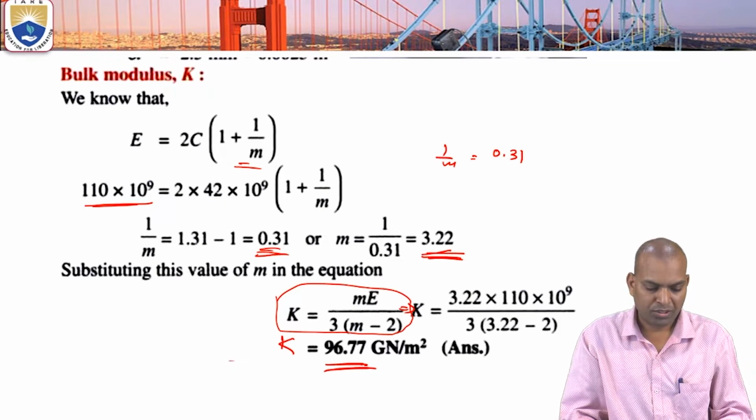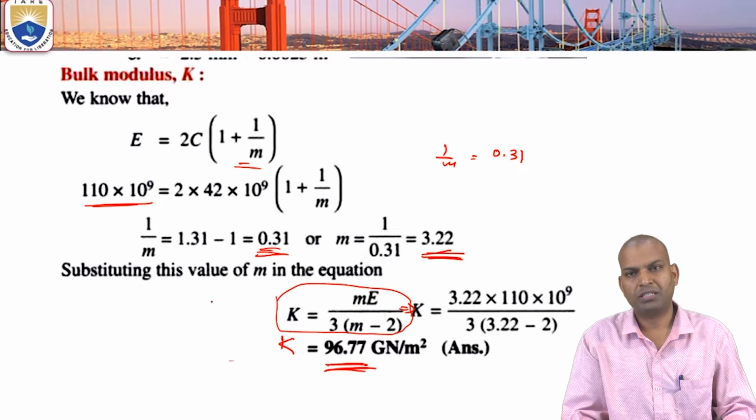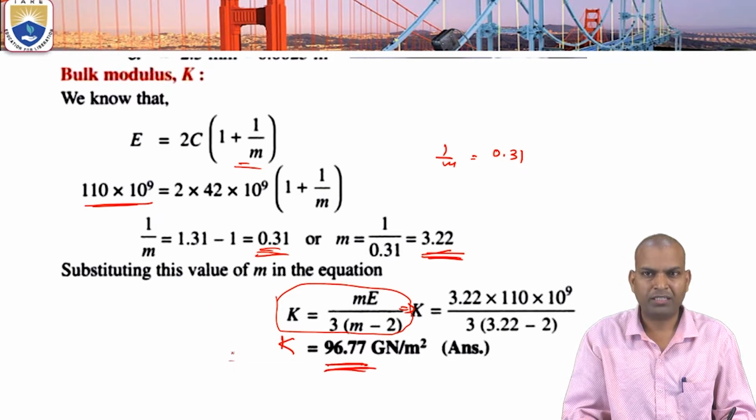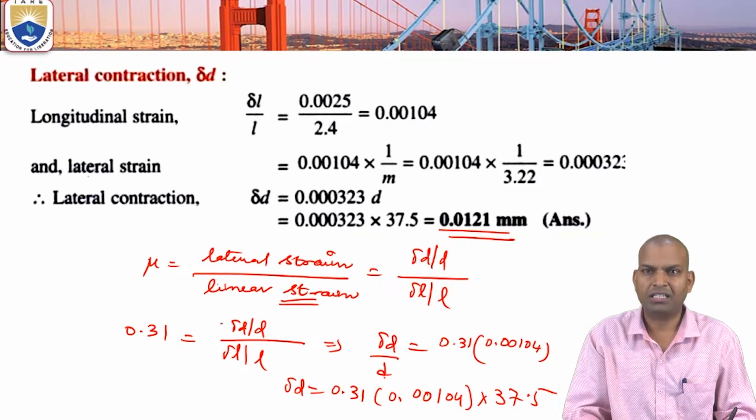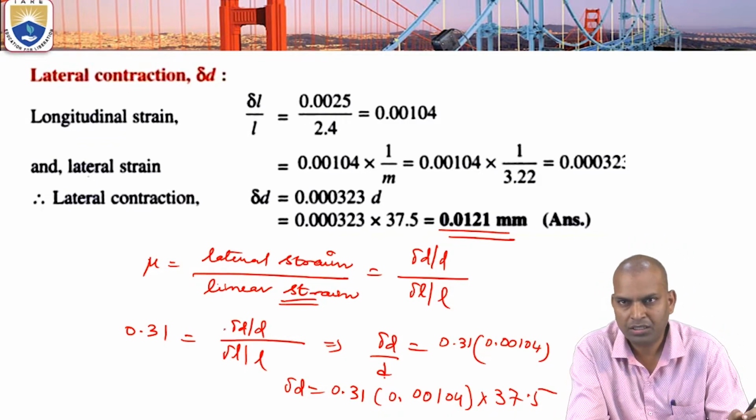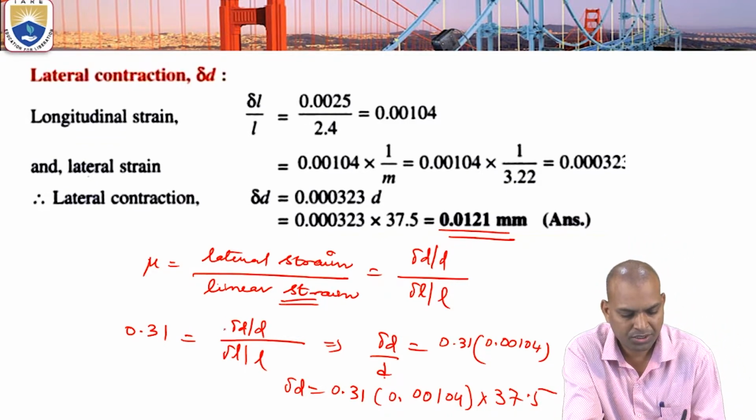So the bulk modulus of elasticity is calculated as 96.77 giganewton per square meter, and the Poisson's ratio is 0.31. The decrease in diameter, the lateral contraction delta D, is 0.0121 millimeters.